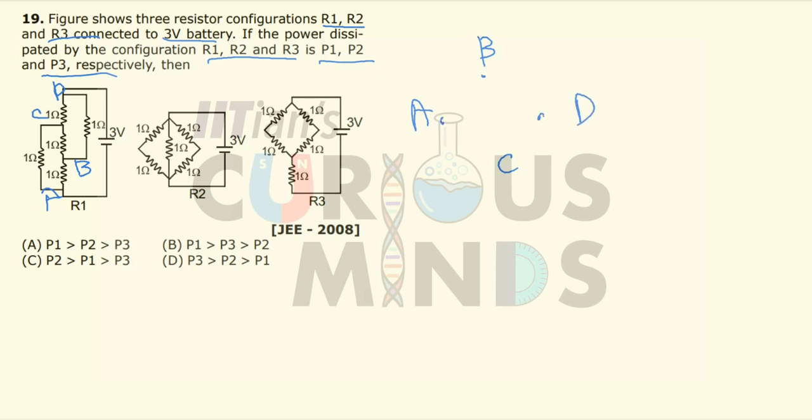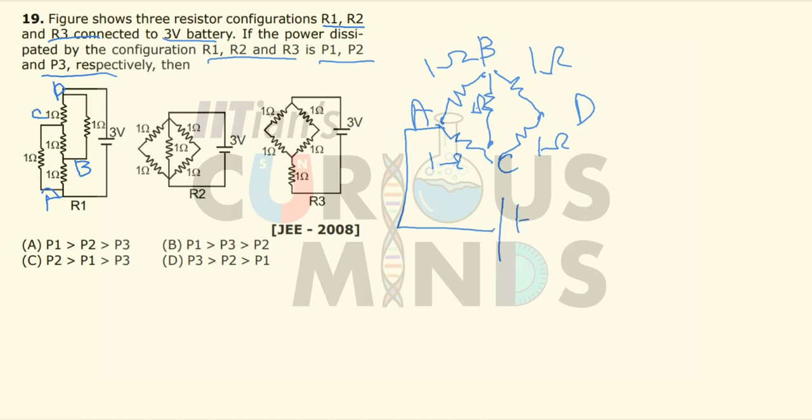Between point A and B, there is a 1 ohm resistor connected. Between point B and C, there is a 1 ohm resistance connected. Between point A and C, there is a 1 ohm resistance connected. Between point B and D, there is 1 ohm, and between point C and D, there is 1 ohm resistance connected. And it is connected to a 3 volt battery over here.